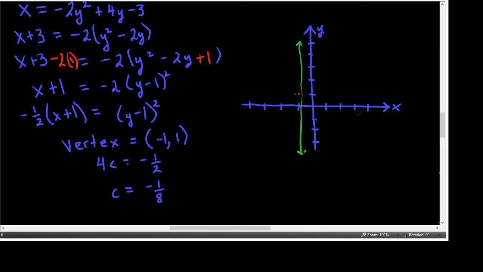All right, then if we double C, that's 1/4. 1/8 times 2 is 1/4. So from the focus, we're going to move up, parallel to the directrix, up 1/4 and down 1/4. So let me change the color here. Up 1/4 and down 1/4.